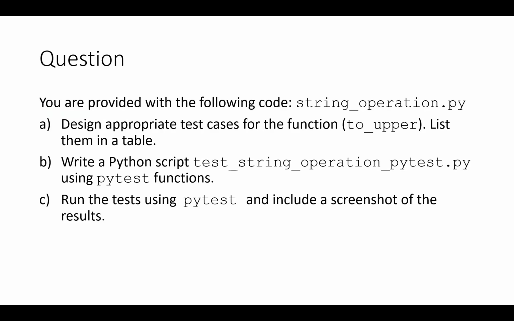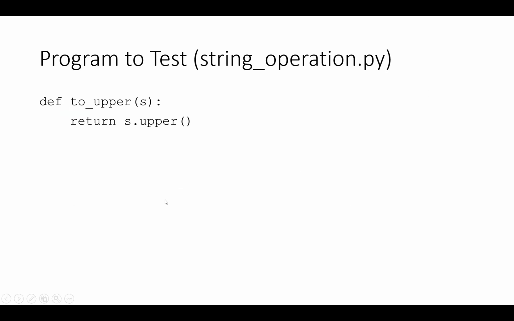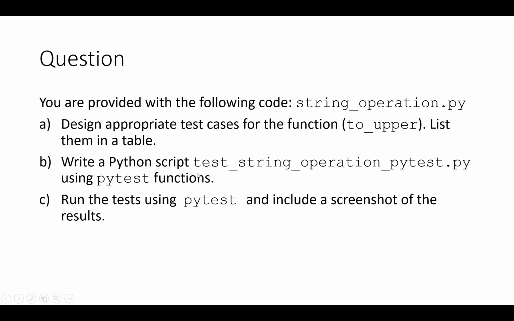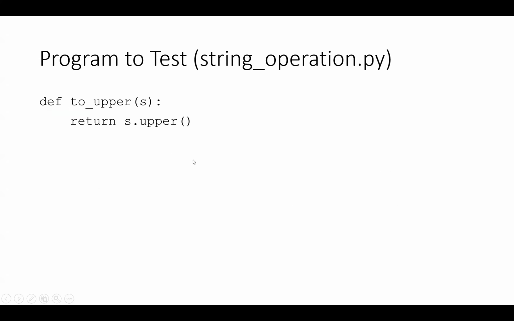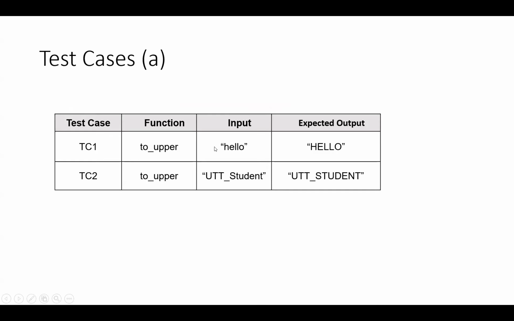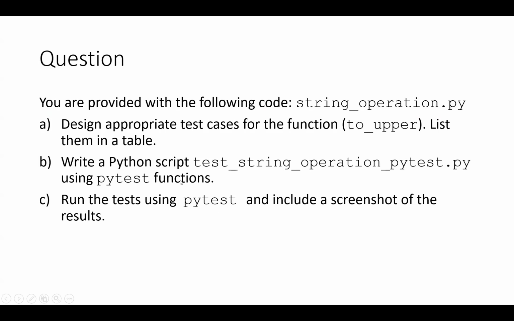Okay, so let's go with the question. You are provided with the string underscore operation.py. We had this from the last time we ran this example, and then you have to design appropriate test cases. So you just reuse the examples that we had before. Now this is going to be different. Now we are going to write a Python script to test that function using PyTest functions.